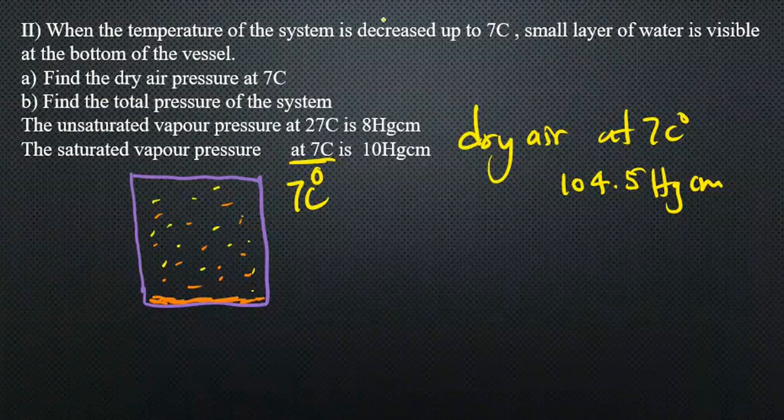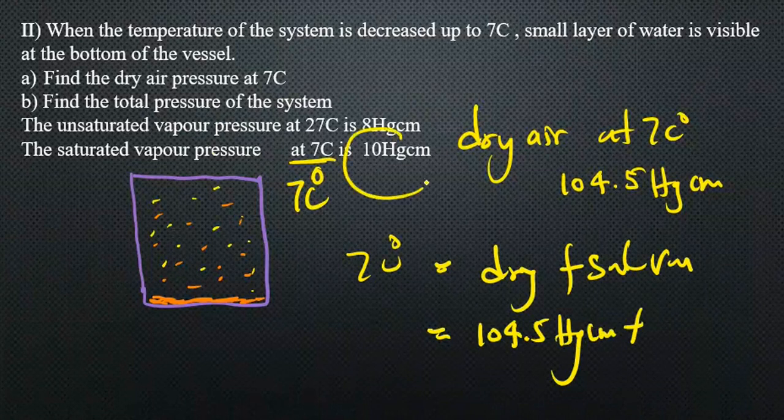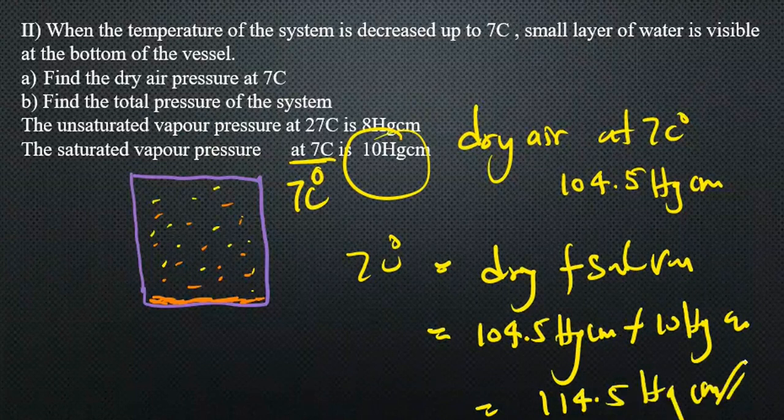In the last part of the question, they are asking us to find the total pressure. Right, now we know at 7 degrees Celsius we have dry air at 104.5 pressure. At 7 degrees Celsius we have dry air plus saturated vapor. The dry air pressure is 104.5 mercury centimeters, and the saturated vapor pressure at 7 degrees Celsius is 10 mercury centimeters. So we get 114.5 mercury centimeters. That's the total pressure at 7 degrees Celsius.